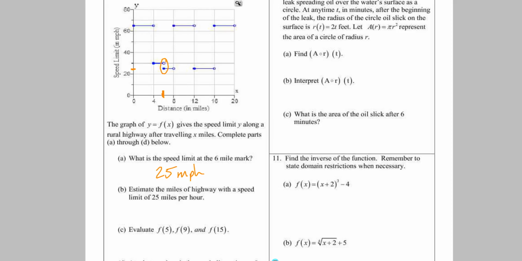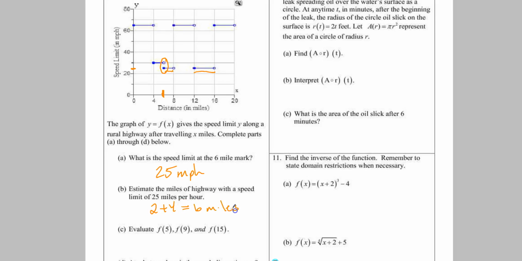Part B, estimate the miles of highway with a speed of 25 miles per hour. So I've got these two groups of sections here and here. So I have from 6 to 8, which is 2 miles, and then 12 to 16, which is another 4. So 2 plus 4, that leaves me with 6 total miles that the speed limit is 25 miles per hour.